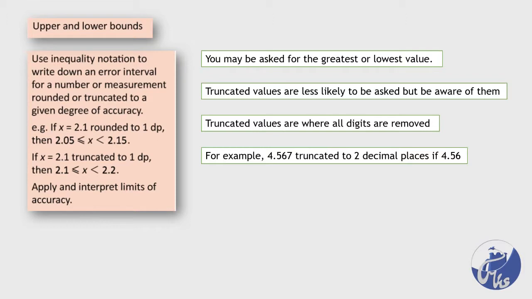So error intervals like these, they typically appear as a one-off question. They're worth about 2 marks, and they can be actually 2 quite easy marks to pick up. So making sure you can use that inequality notation when it's appropriate. That middle part always looks the same. It's just the numbers on the left and right which will vary.